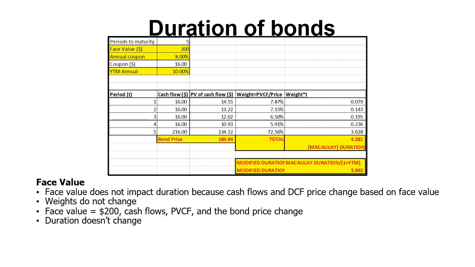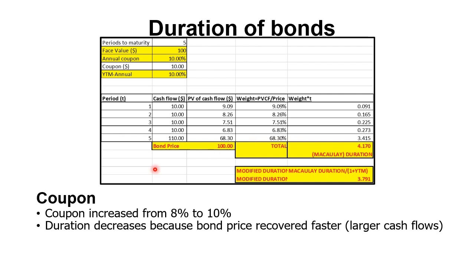Note that if the coupon is increased from 8% to 10%, all else being equal, the duration decreases because the bond price will be recovered faster because of larger cash flows. As we can see, the duration falls from 4.281 years to 4.170 years, that is the Macaulay duration, and the modified duration falls from 3.892 years to 3.791 years.